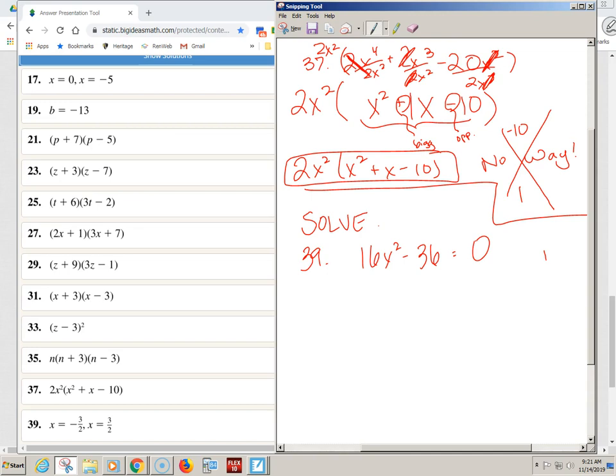Section 7.8 kind of puts it all together. Is it the beginning, taking out a GCF? Is it the intro where there's a 1 in front? Is it the harder where there's an A in front? Or is it one of the special guys? Special. Yeah. You can tell because it's squares and a minus.